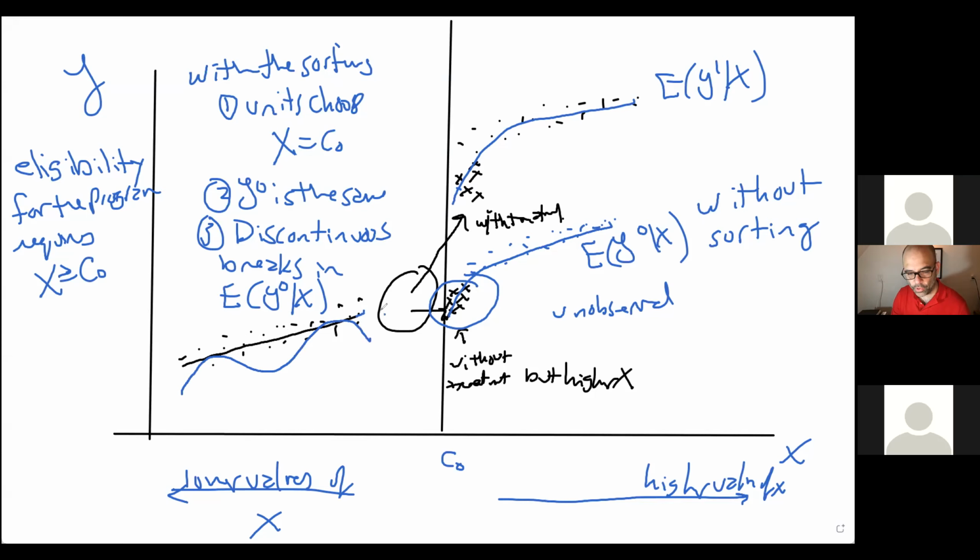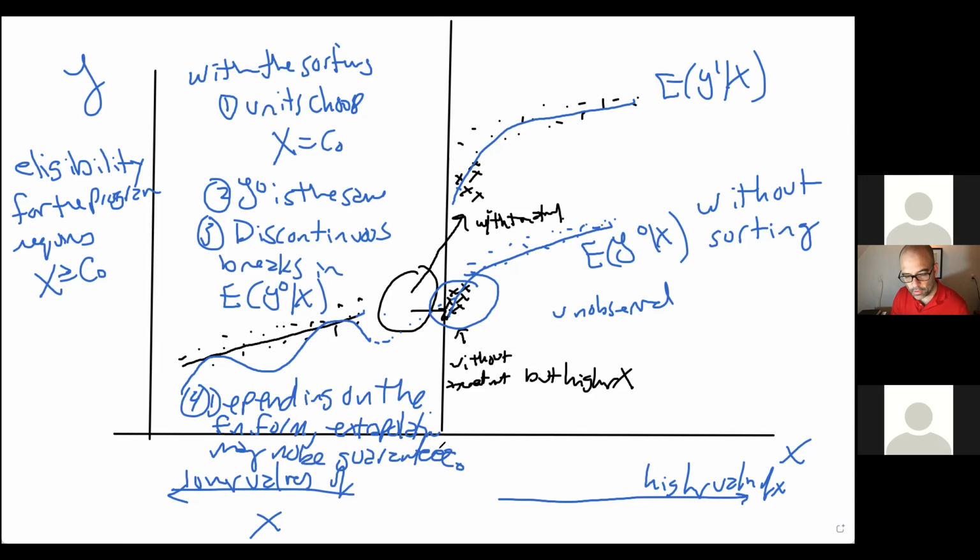And over here, it would have done one of those. Now it could extrapolate all the way down here. So I think that what happens is, depending on the functional form, extrapolation may not be guaranteed to identify expectation y0 x. That's the main problem.